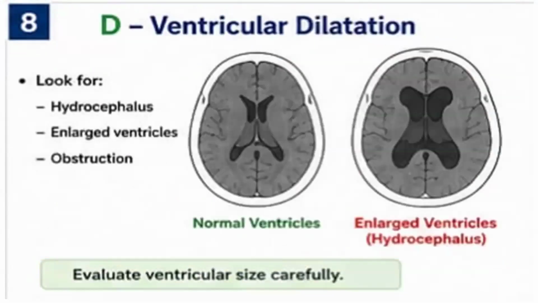Next, examine the ventricles. Determine whether they are normal in size, enlarged, or compressed. Enlarged ventricles may indicate hydrocephalus due to obstruction of cerebrospinal fluid flow or impaired absorption. Always compare the ventricular size with the patient's age and the overall appearance of the brain.